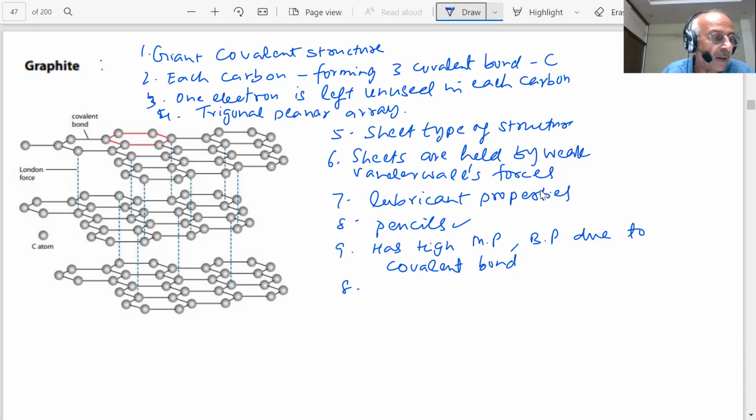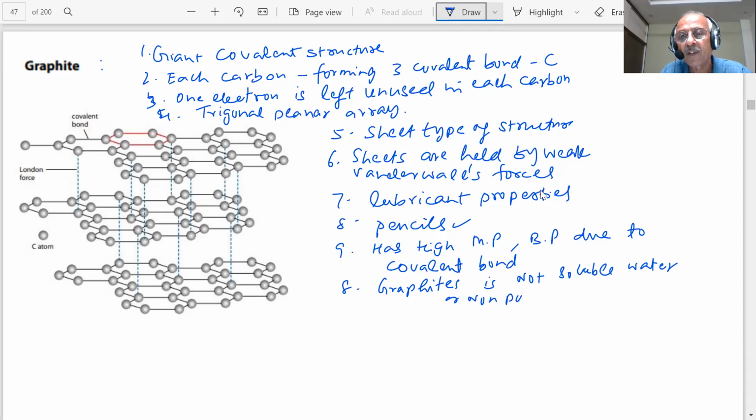Graphite is not soluble in water or non-polar solvents. It is not soluble in water because it doesn't have the energy. When you dissolve in water, hydration energy has to be released, and it doesn't have that much. It will not dissolve in non-polar solvents as well as in water.